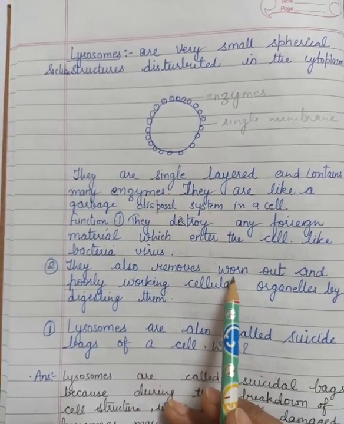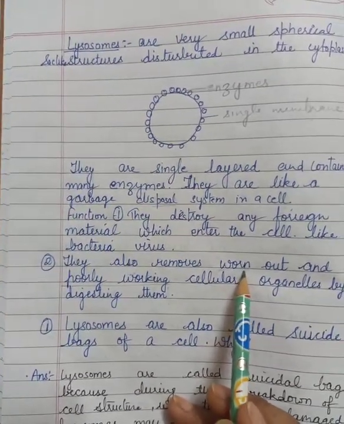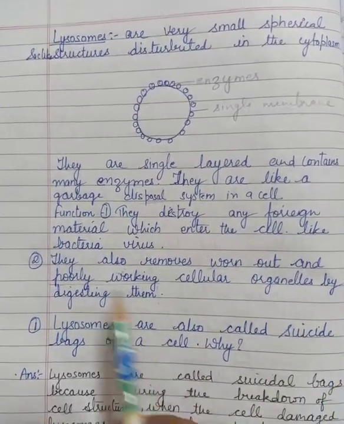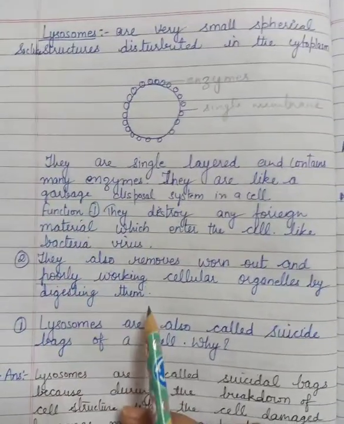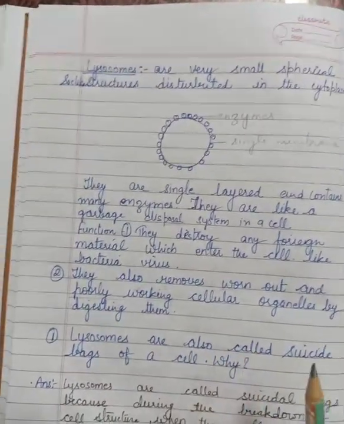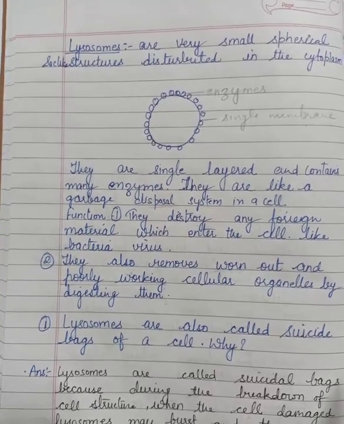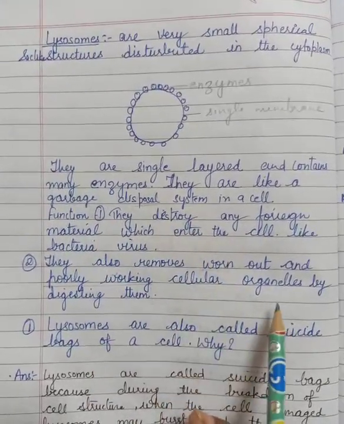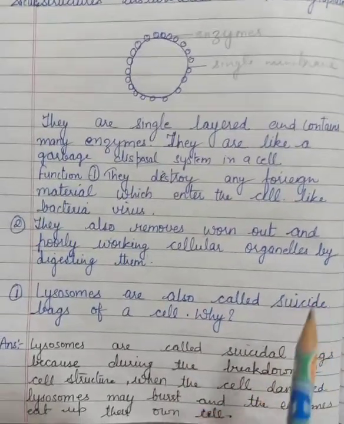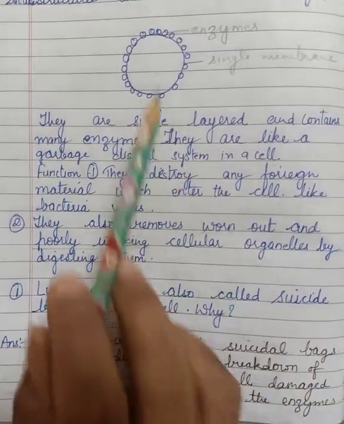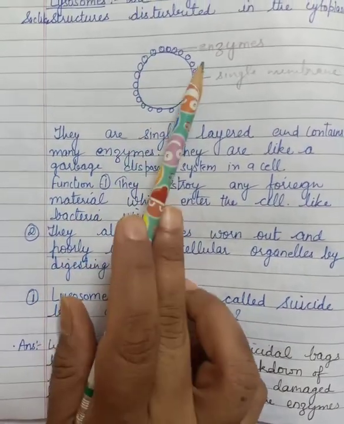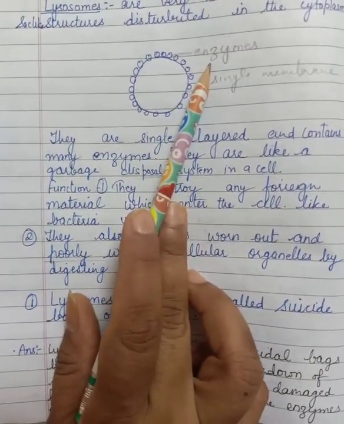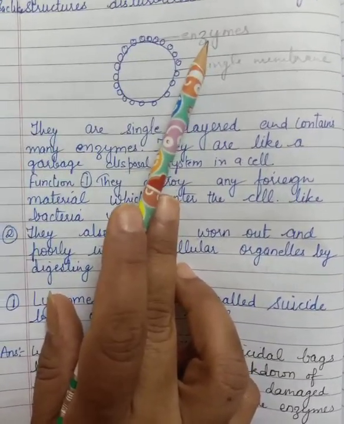If any cell organelles die, they will remain in the cell. If any cell organelle is not working properly, after some days it will be a useless organelle. So lysosomes eat those cell organelles. Why do they eat them? Because on their outer wall they have enzymes. Lysosomes have the enzymes.